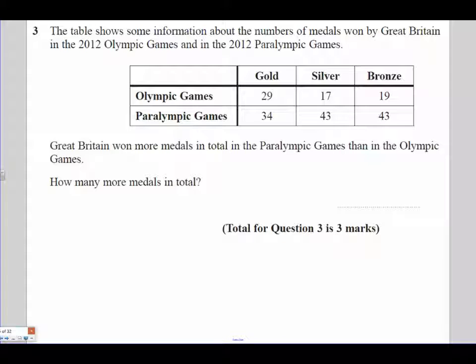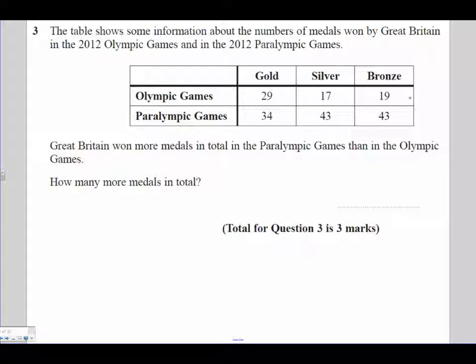Question 3. The table shows some information about the number of medals won by Great Britain in the 2012 Olympic Games and in the 2012 Paralympic Games. Great Britain won more medals in total in the Paralympics than it did in the Olympic Games. How many more medals in total? So there's several ways to do this. You can either work out the difference between each of the medals and add up those differences, or add all of the medals for the Olympic Games, add all of the medals for the Paralympics, and take one from the other. Whichever way you want to do it is fine.